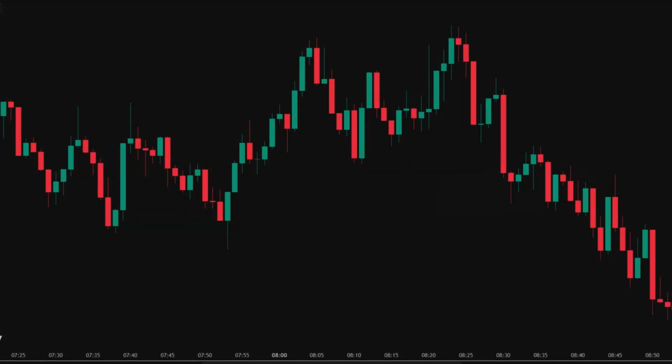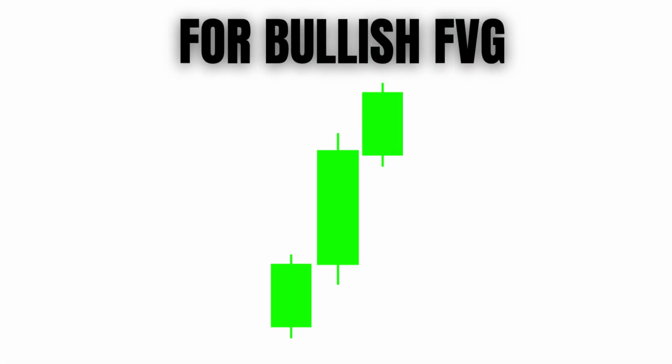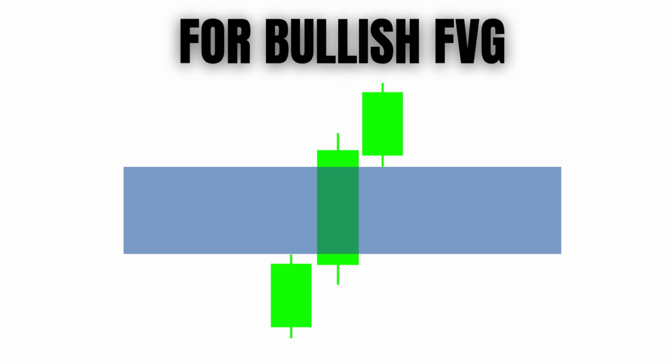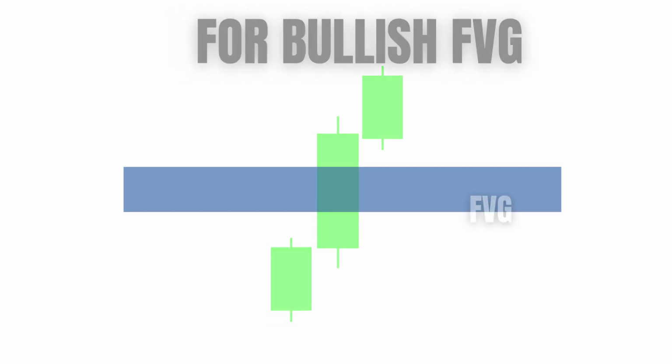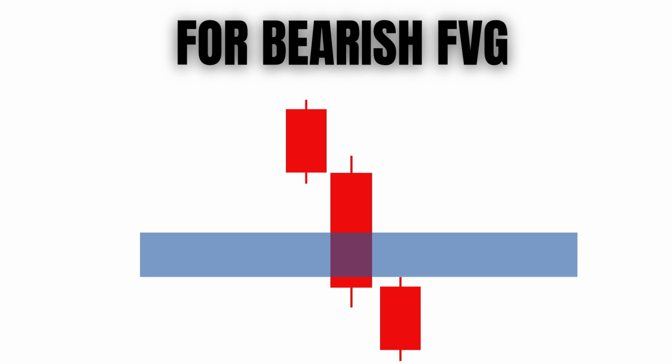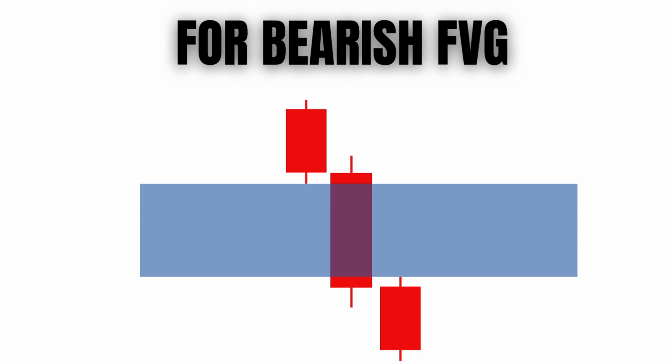You are looking for a strong, aggressive displacement candle, bigger than the candles around it. That is your anchor. Once you spot one, look left 1 candle and right 1 candle. For a bullish FVG, draw a horizontal box from the high of the candle to the left, down to the low of the candle to the right. That box is your fair value gap zone. For a bearish FVG, draw a horizontal box from the low of the candle to the left, up to the high of the candle to the right.